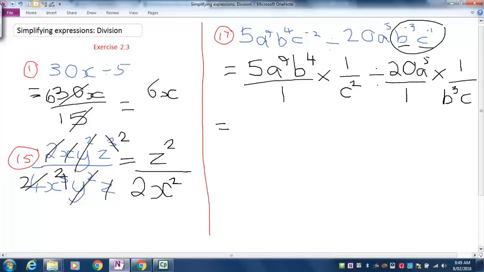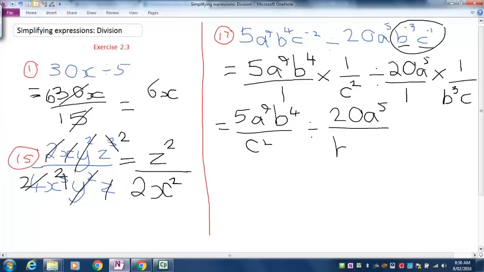Now doing a little bit of tidying up will give me 5a to the 9, b to the 4 over c squared divided by 20 a to the 5 over b cubed times c. That's a little 3, that one there.